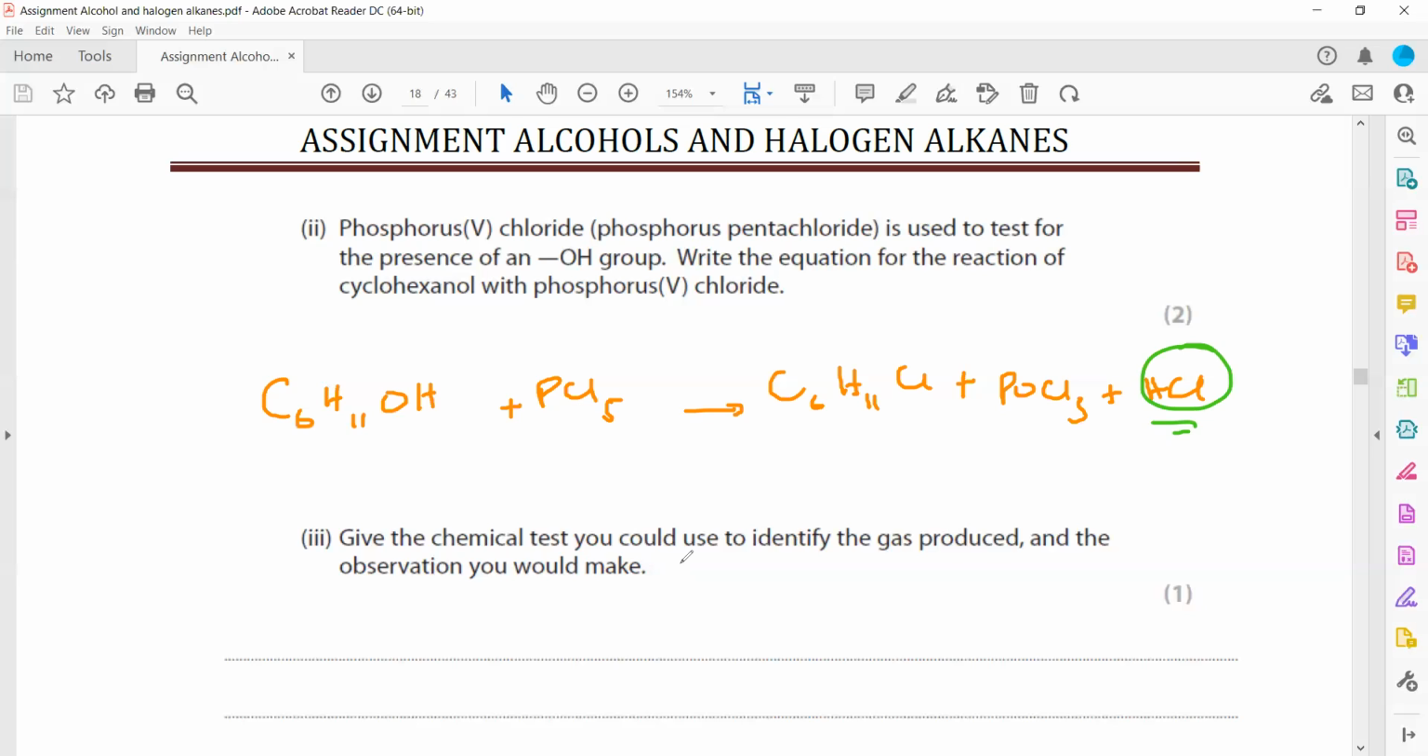Write a chemical test you could use to identify the gas produced, and the observation. So how can we test it? We can test with ammonia. And what is the result or observation? The result will be dense white smoke. So the misty fumes will turn into dense white smoke.